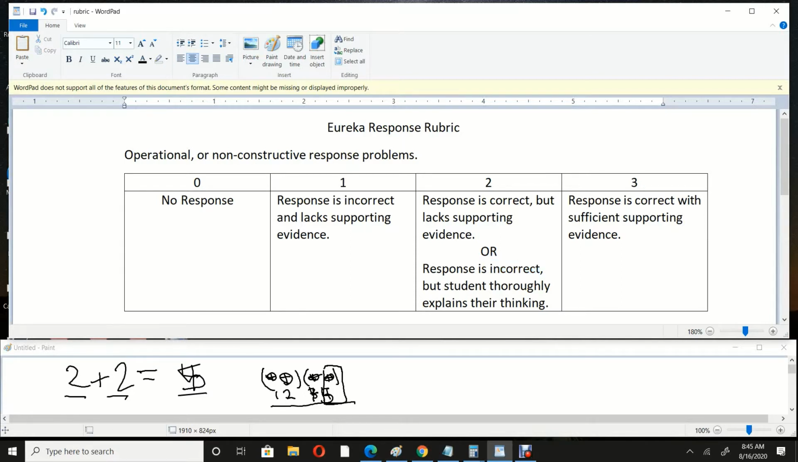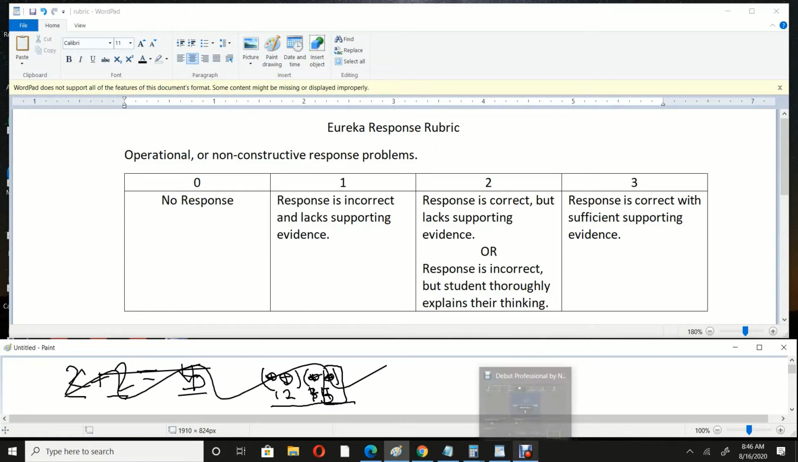All right. 1, your response is incorrect and it lacks supporting evidence. You don't want a 1 or a 0, okay? Most of the time with these, 1 is just you threw something down, like you scribbled a 6 or something in there. You didn't bother even explaining what you did, okay? And then no response, obviously you're not going to get any points if you don't do any of the work. And I'm going to demonstrate how this applies in some more specific problems right now.